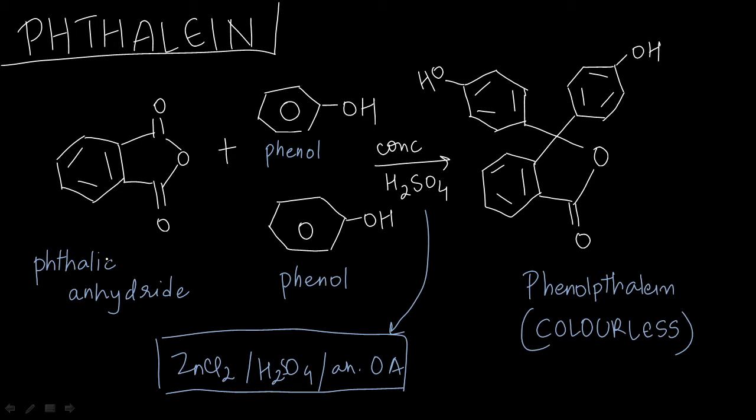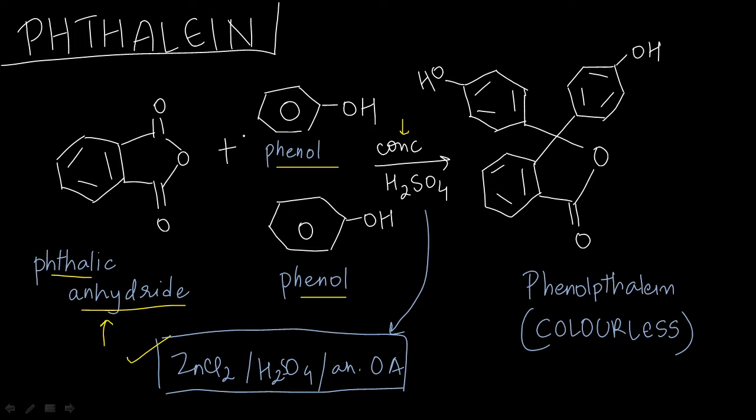We start with phthalic anhydride. Okay, this is phthalic anhydride. And then we have phenol. Okay, we condense these starting materials in concentrated H2SO4. Okay, condensation is happening. Otherwise we may also use ZnCl2, H2SO4, or anhydrous oxalic acid. These can also be used.